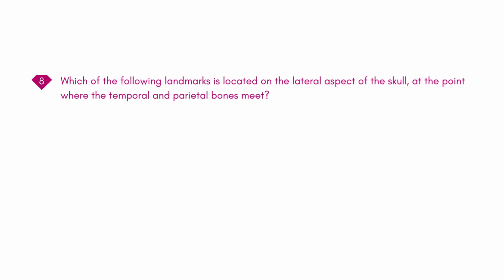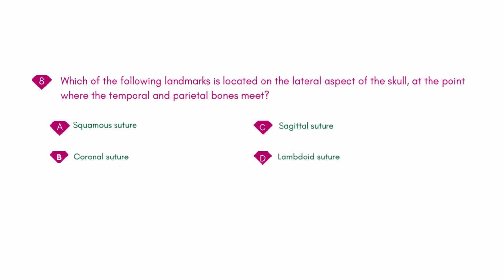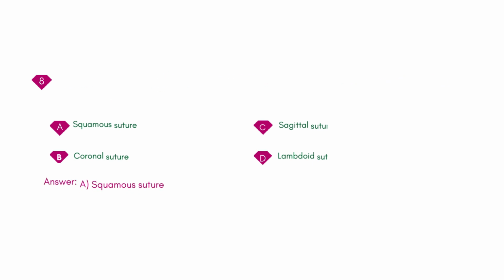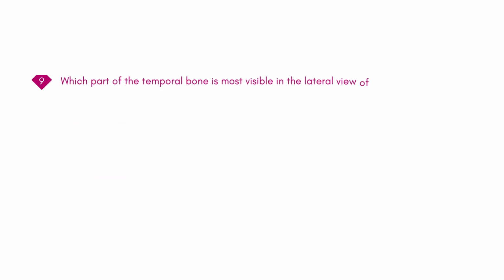Which of the following landmarks is located on the lateral aspect of the skull, at the point where the temporal and parietal bones meet? A. Squamous suture. B. Coronal suture. C. Sagittal suture. D. Lambdoid suture. Answer: A. Squamous suture.